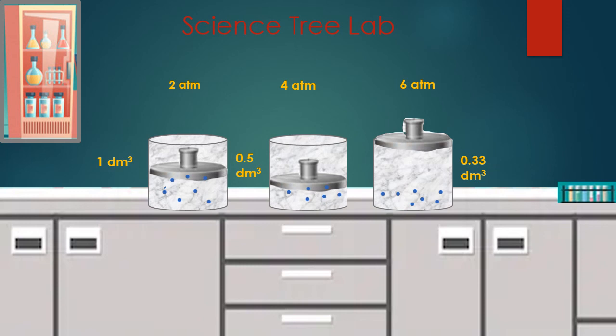Now, for the third cylinder, when the pressure is increased 3 times, to 6 atm, the volume also reduces 3 times. It is going to be 0.33 decimeter cube. So in this way, the product of volume and pressure will remain the same if the mass of the gas is the same at constant temperature. That was the law which was given by Robert Boyle in 1662.